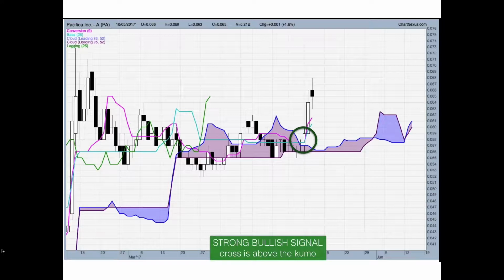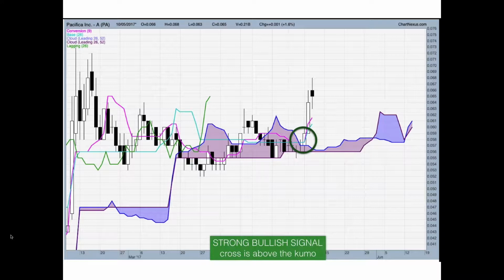A strong bullish signal occurs when the cross is above the Kumo. This is the chart for Pacifica. As long as price stays above the Kijun-sen line, this is still medium-term bullish. Note that Pacifica made a rally last Friday to 65 cents and is currently in a pennant pattern, but we'll talk about patterns in other webinars.